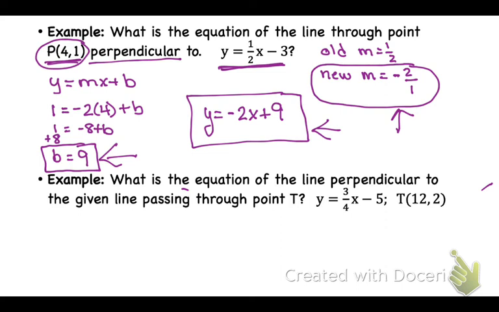How do you get the new slope again? Okay, so the old slope was positive 1/2. So it's positive, so my new one has to be negative. And the reciprocal of 1/2 is 2.